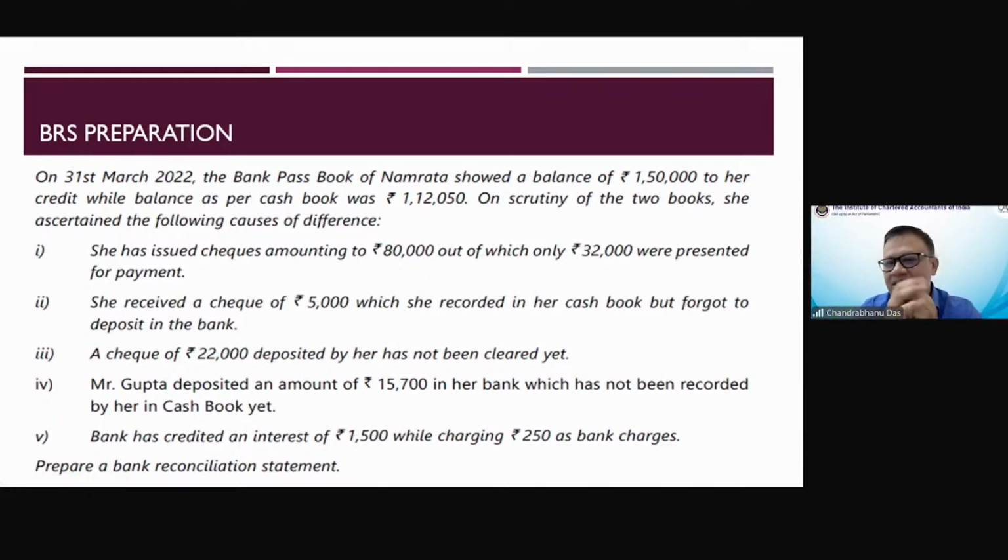What you observe is your bank passbook is showing a balance of 1,50,000 credit, while the balance as per cash book is 1,12,050. Now I will ask you one thing: is this balance in the cash book a debit balance or a credit balance? Who can say?